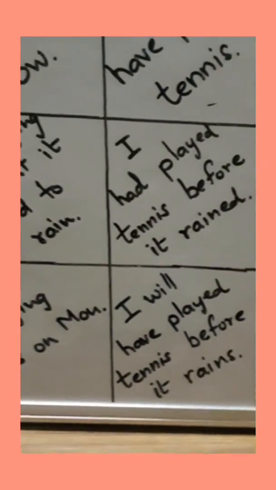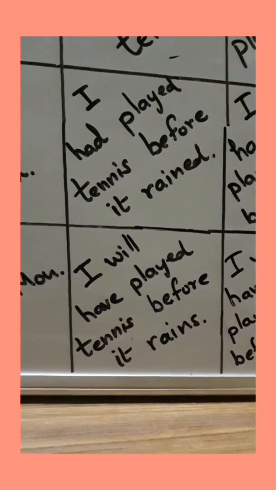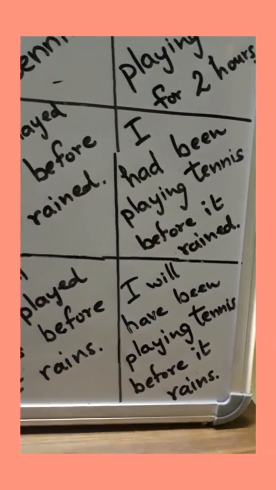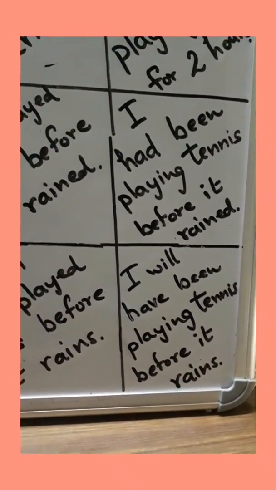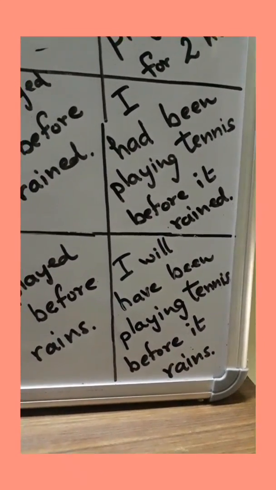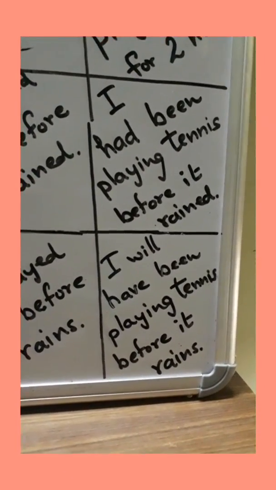Future perfect, I will have played tennis before it rains. An action that will finish before another future action. And future perfect continuous, I will have been playing tennis before it rains. Here it shows an action that happens over the time before another future action.